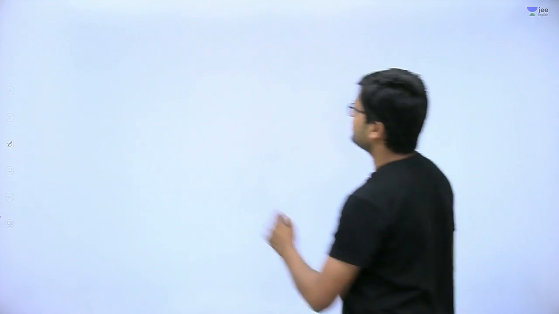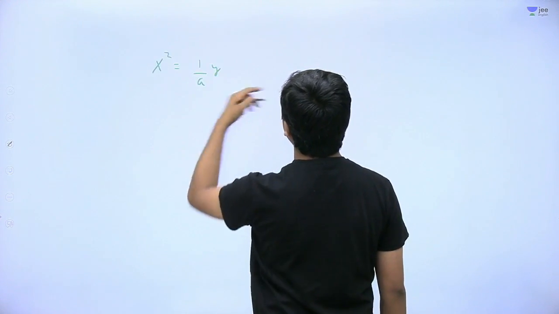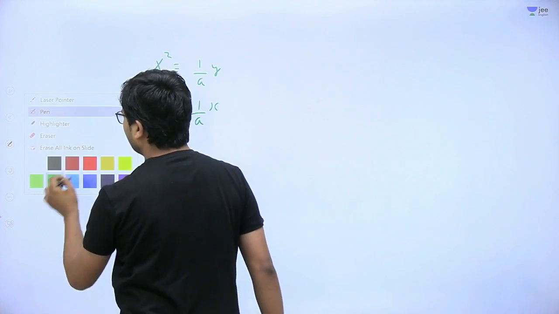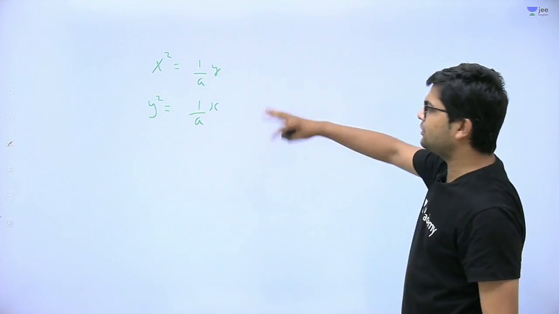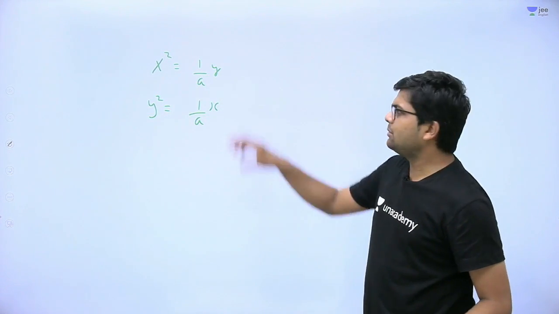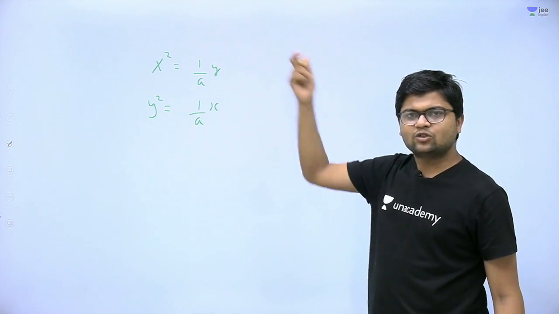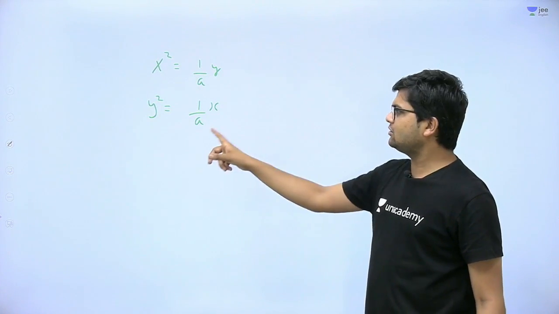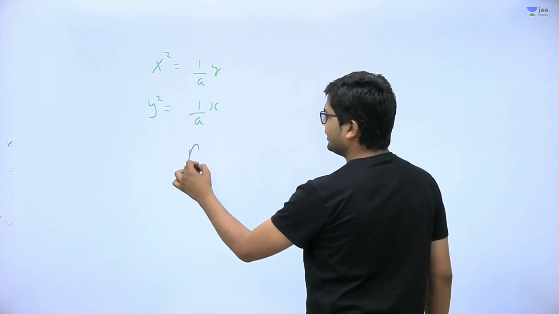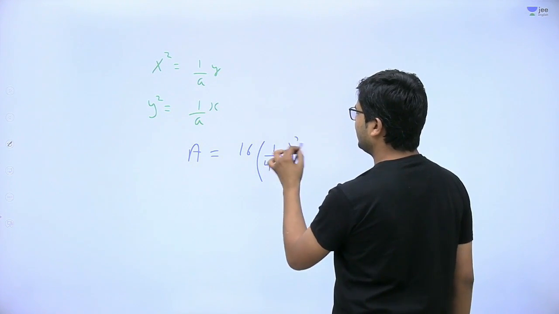Now rewrite these two equations as x square equal to 1 by a into y, and the second equation can be written as y square equal to 1 by a into x. So these are the two equations of the parabola for which we need to find out the bounded area. For this parabola, a will come out to be 1 by 4a, because this 1 by a will behave as the length of latus rectum. So a will come out to be 1 upon 4a, and from this parabola also, a will come out to be 1 upon 4a. Getting my point? So area will be 16a square, where a will be 1 by 4a, whole square, divided by 3.